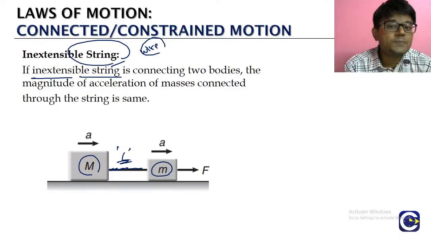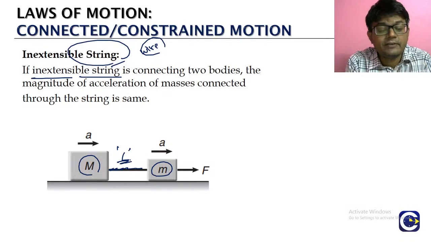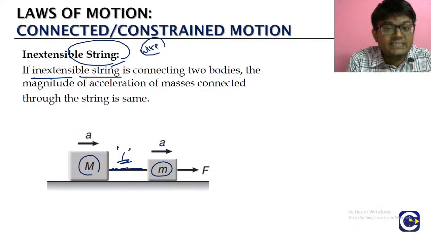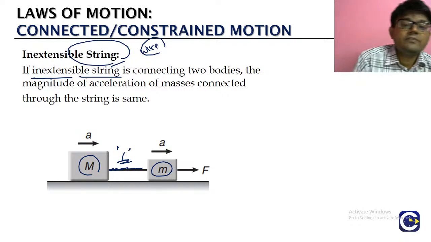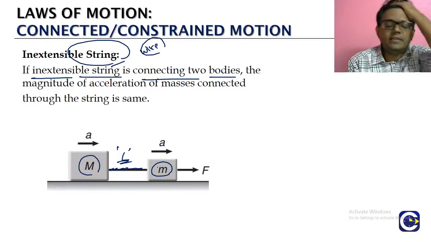Now practically speaking, what might happen? Even a so-called rope, you can increase the length a little bit. That is possible. But here we are going to assume that the rope cannot change its length at all. The rope is inextensible. So whenever we are connecting two bodies with this inextensible string, what is going to happen? We will just see.